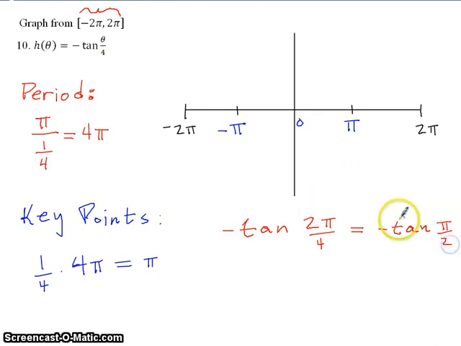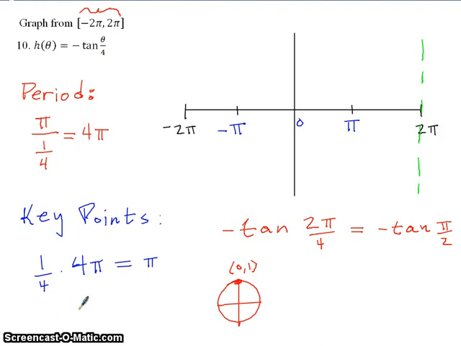And what is the tangent of pi over 2? It might help you to think about the unit circle here. Pi over 2 is at 90 degrees on the unit circle, and so at that position we have x is 0, y is 1. And remember that tangent's definition is y over x. And so we can see here that we'll have something that's undefined. So we're going to have an asymptote at this position.